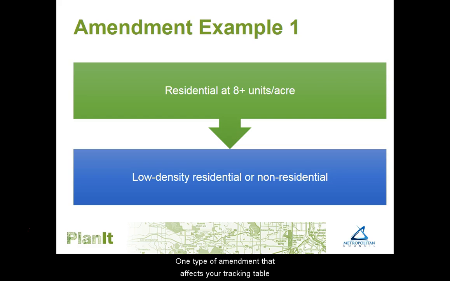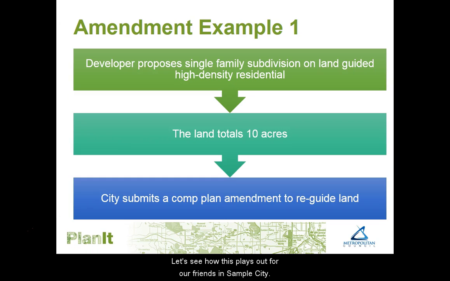One type of amendment that affects your tracking table is when the amendment changes land that was guided as high-density residential to low-density residential or non-residential land uses such as commercial, industrial, or institutional. Let's see how this plays out for our friends in Sample City. A developer is proposing a 10-acre single-family subdivision on land that is guided high-density residential. The city supports the development, so they submit a comp plan amendment to re-guide the 10 acres in question.